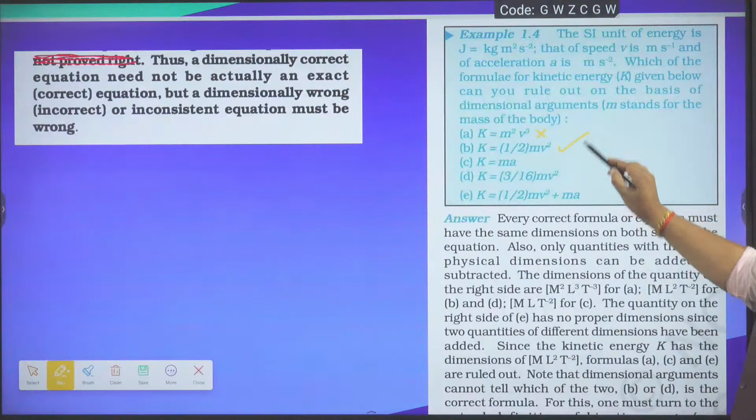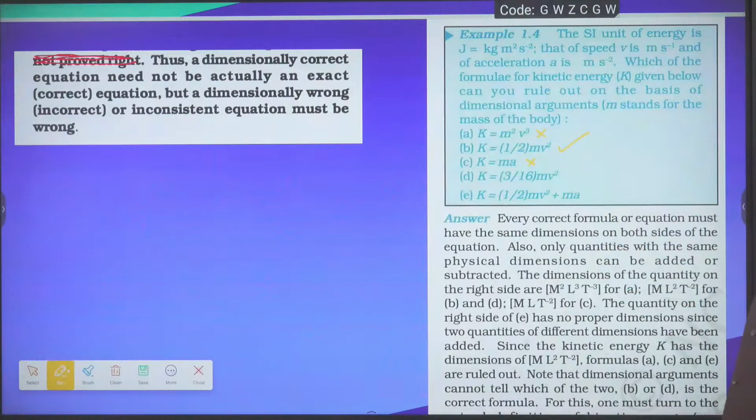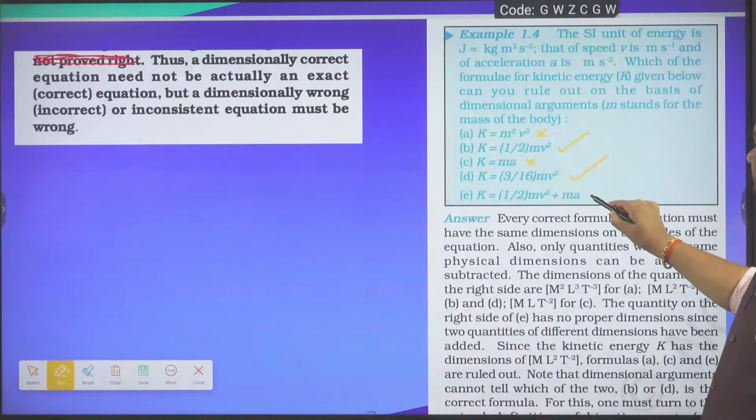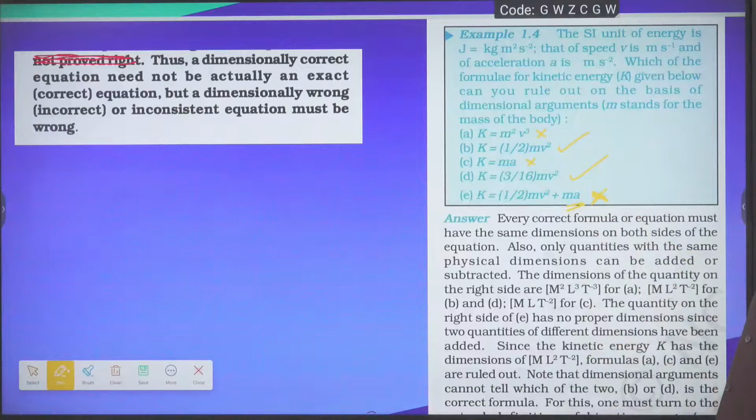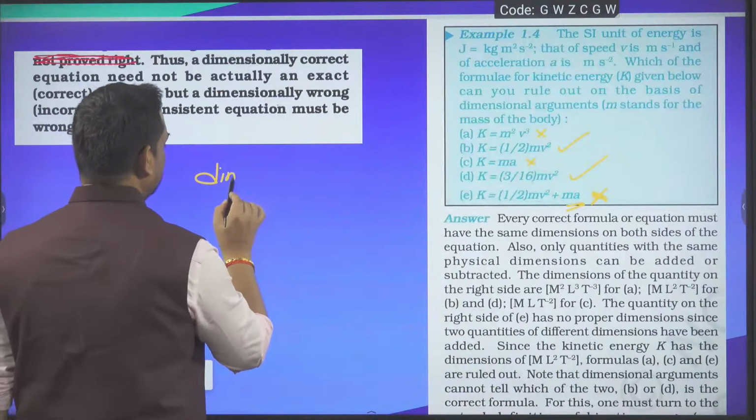Second, possible. Third one, M into A will be the force, not possible. This one, possible. E, this also not possible because M and A will not match. So dimensionally, I can say B and D are correct.